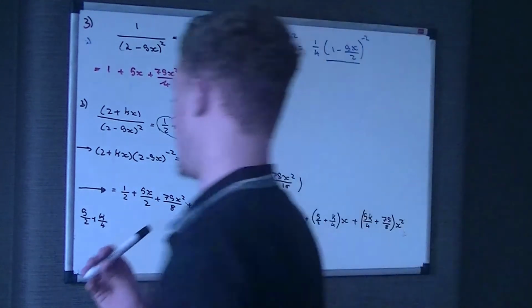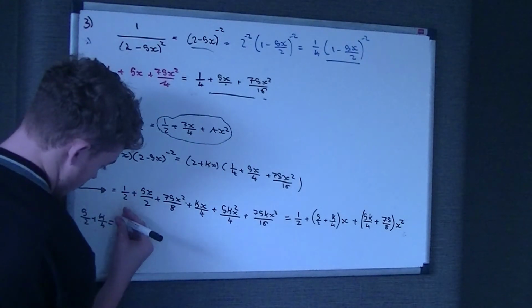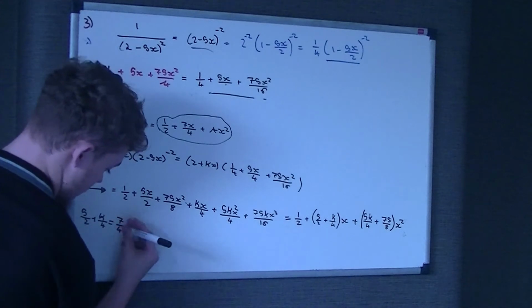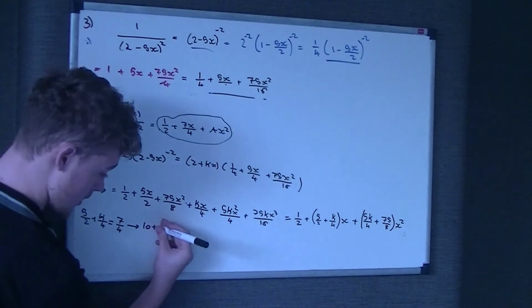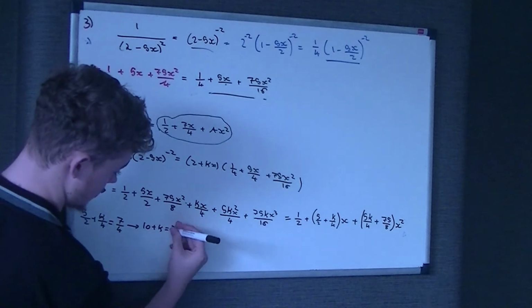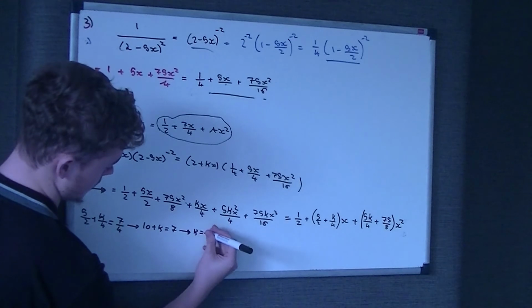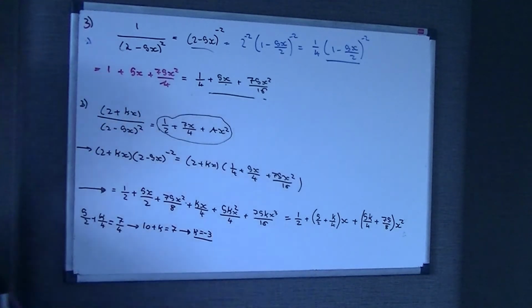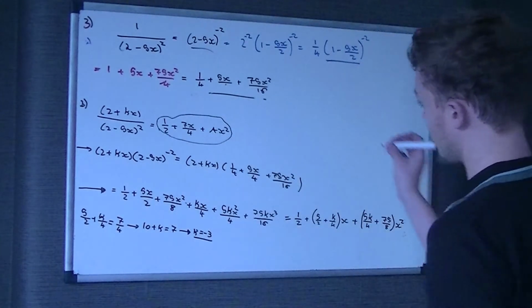Yeah, so 5 on 2 plus k on 4 is equal to 7 on 4. So if we times all of it by 4, therefore we get 10 plus k is equal to 7. So therefore we arrange this to get k is equal to minus 3. Okay, so that's part B over and done with.